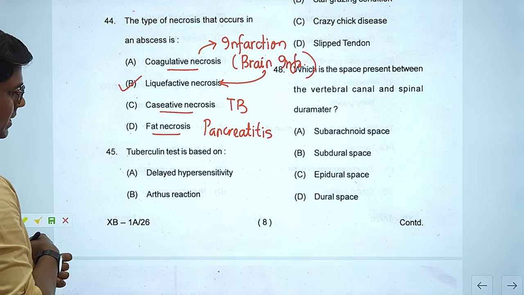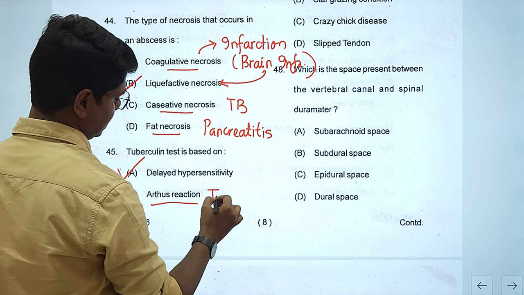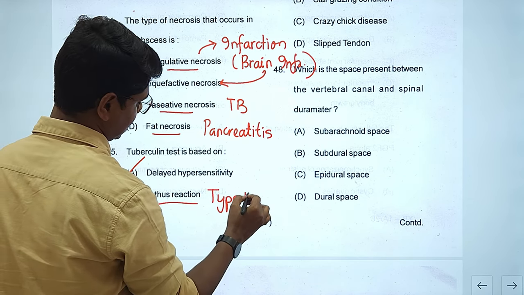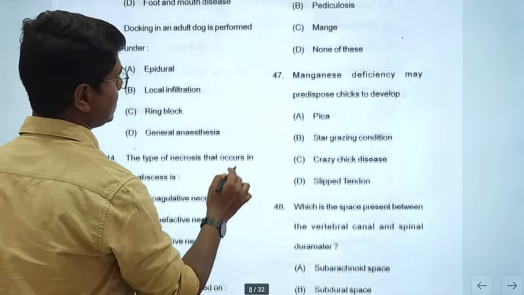Tuberculin test is based on delayed hypersensitivity. Arthus reaction is basically type 3 hypersensitivity. Type 3 hypersensitivity. Okay. Next question.